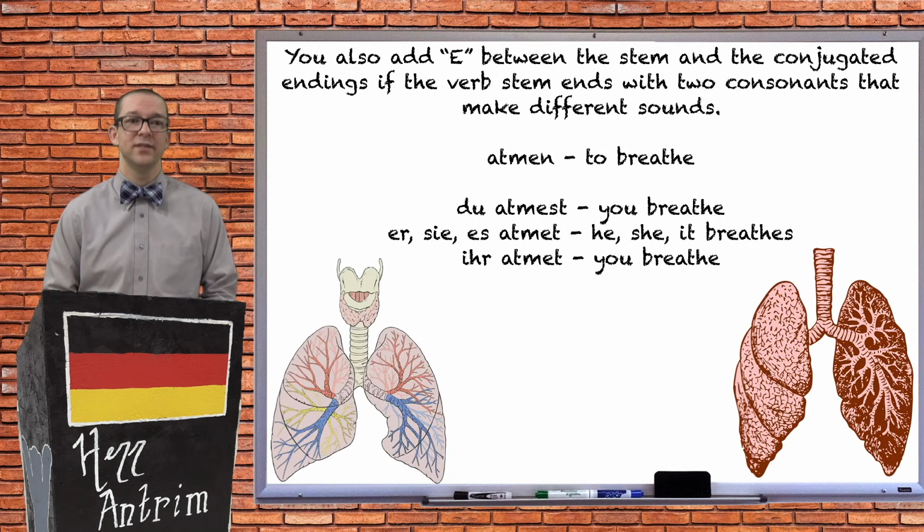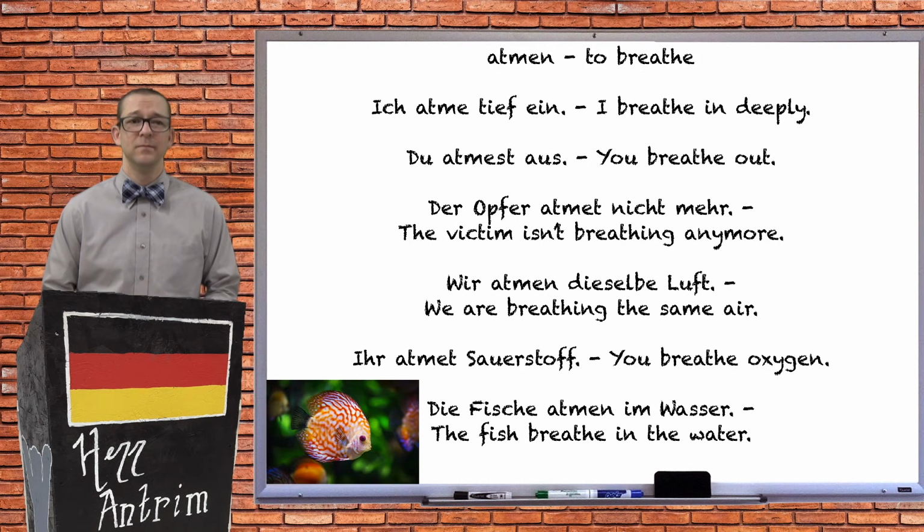Adding an E is also necessary when the verb stem ends with two consonants that make different sounds. This isn't very common, but it is important to know. Atmen, to breathe. Ich atme tief ein. I breathe in deeply. Du atmest aus. You breathe out. Das Opfer atmet nicht mehr. The victim is not breathing anymore. Wir atmen dieselbe Luft. We are breathing the same air. Ihr atmet Sauerstoff. You breathe oxygen. Die Fische atmen im Wasser. The fish breathe in the water.